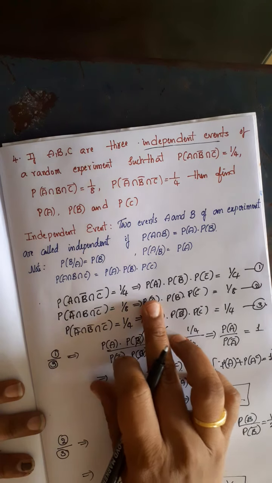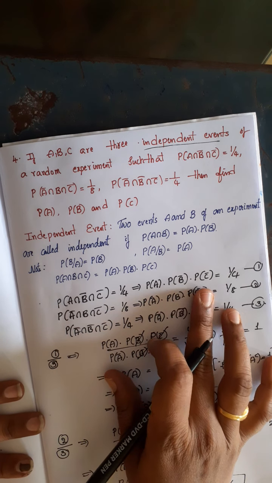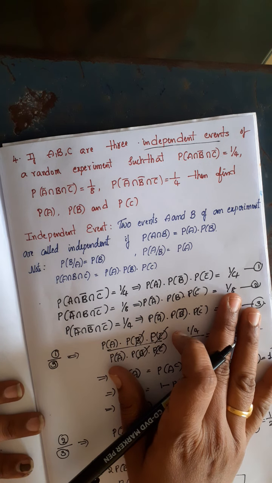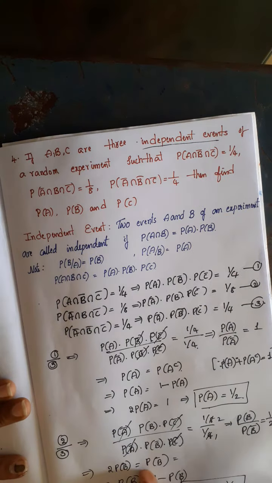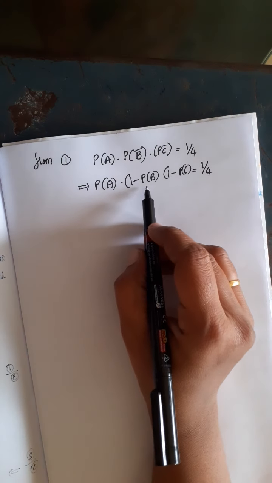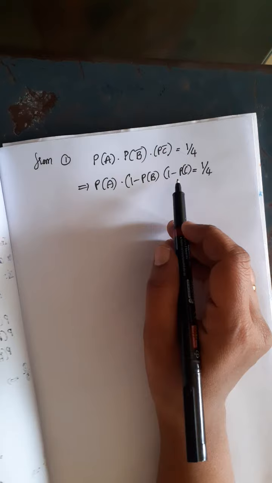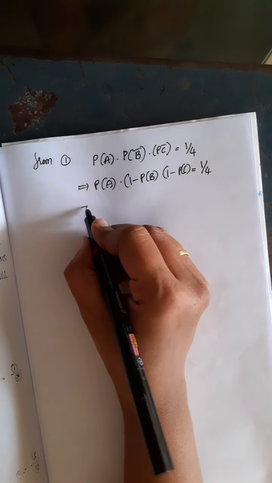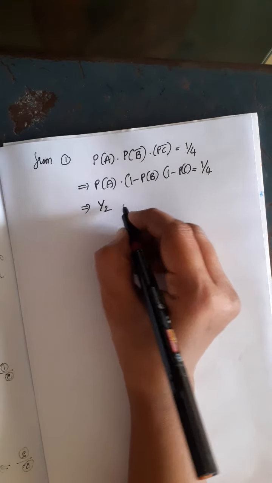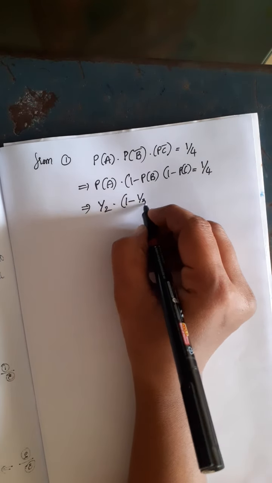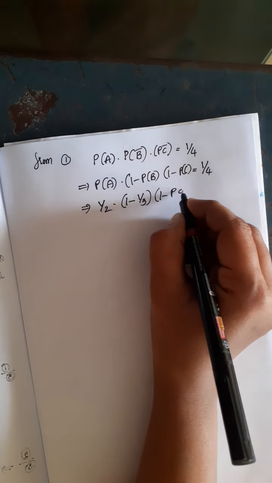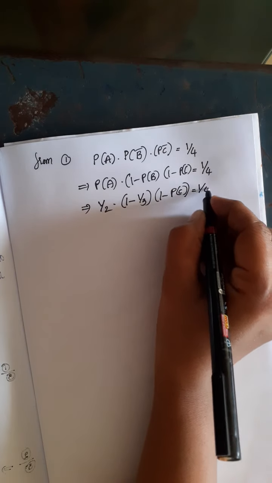Now from the first equation, what do you have? P of A into P of B complement into P of C complement is equal to 1 by 4, right? So I am considering that one. P of B complement is nothing but 1 minus P of B. This is 1 minus P of C. Let us substitute the values here. P of A is 1 by 2 and this value is 1 minus 1 by 3 into 1 minus P of C is equal to 1 by 4.